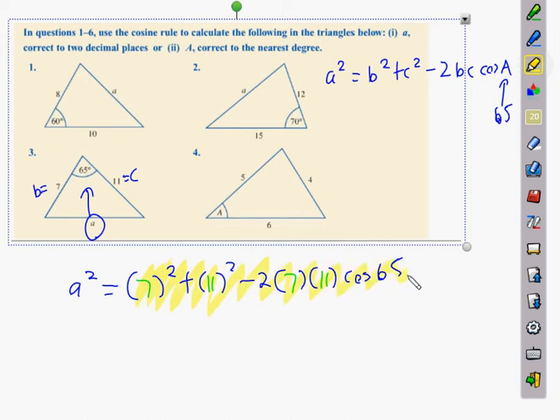And what do we get? 101.92. 101.92, Dennis? Yeah. Okay, a squared equals 101.92. Now that's a squared, not a. So what's a going to be equal to? 10.24. Yeah.